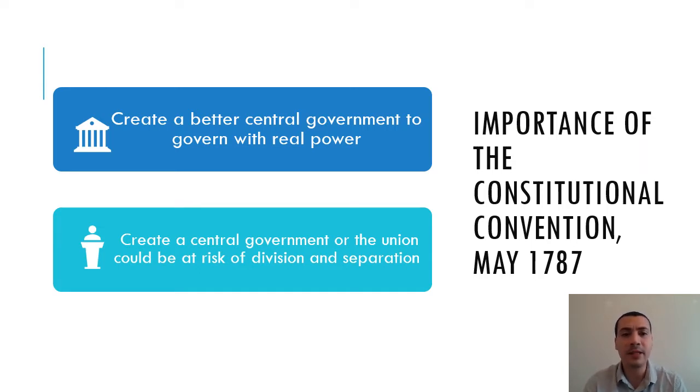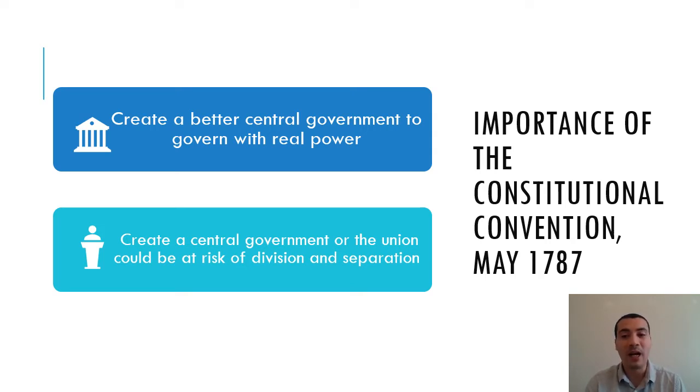Also, let's remember why this Constitutional Convention was important. It was important, scholars, because they wanted to create a better central government to govern with real power. Let's remember that the Articles of Confederation created a central government, but it was weak. It was all dependent on the states for their will and to have any money or resources or soldiers. So this was not optimal for the 13 colonies.